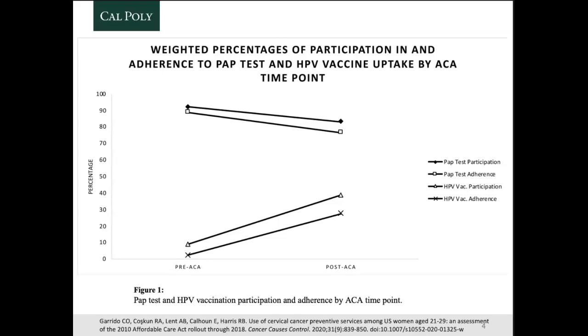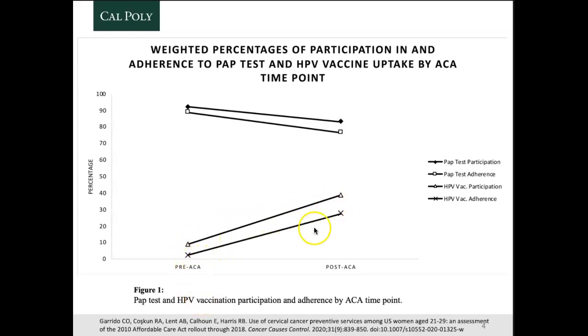So this figure shows essentially the percent of the respondents who reported PAP test participation, so ever having a PAP test, and PAP test adherence, so actually adhering to the testing guidelines. And then also we have HPV vaccination participation, so having at least one HPV vaccination shot, and HPV vaccination adherence, so having all of the recommended shots. You can see from this figure how this changes over time.